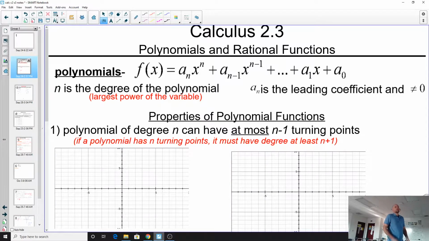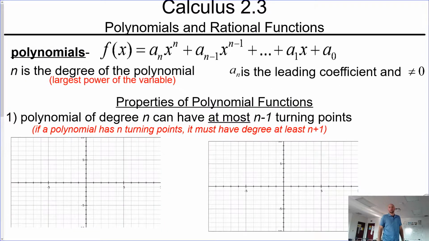Hello everybody, these are the notes for Calculus, section 3 of chapter 2. We are talking about a couple of different types of functions, polynomial functions and rational functions.